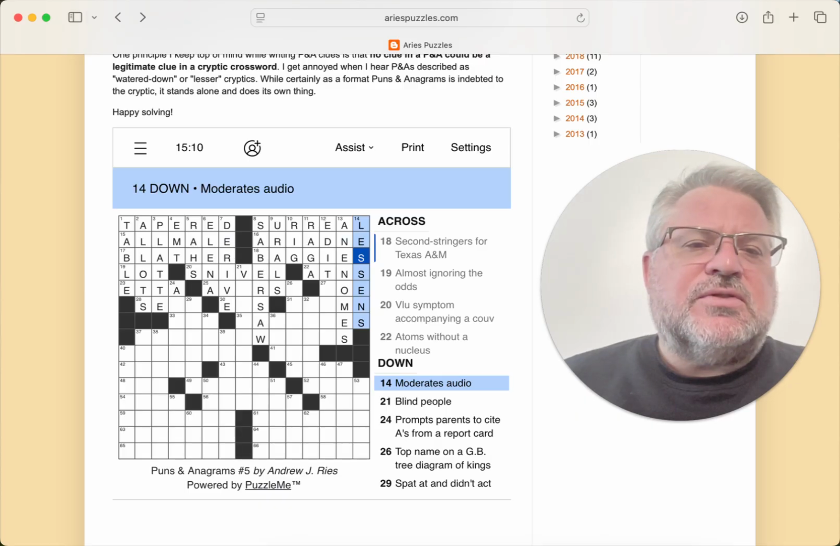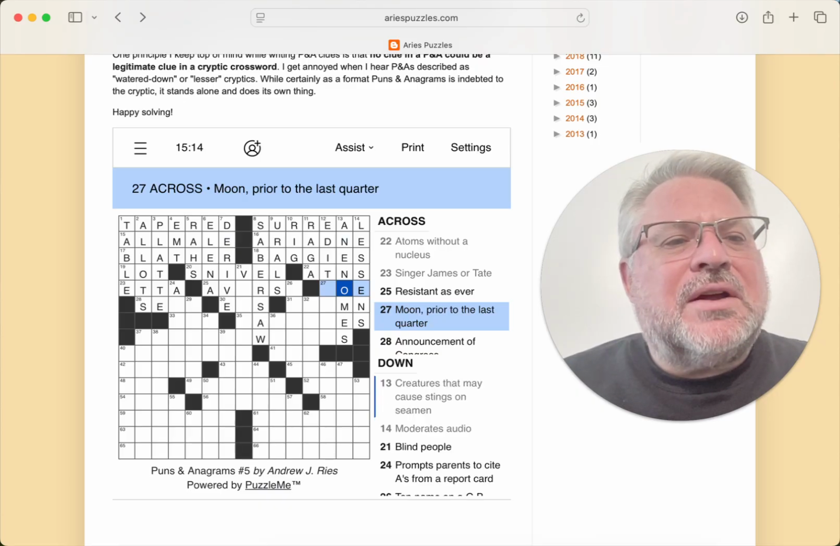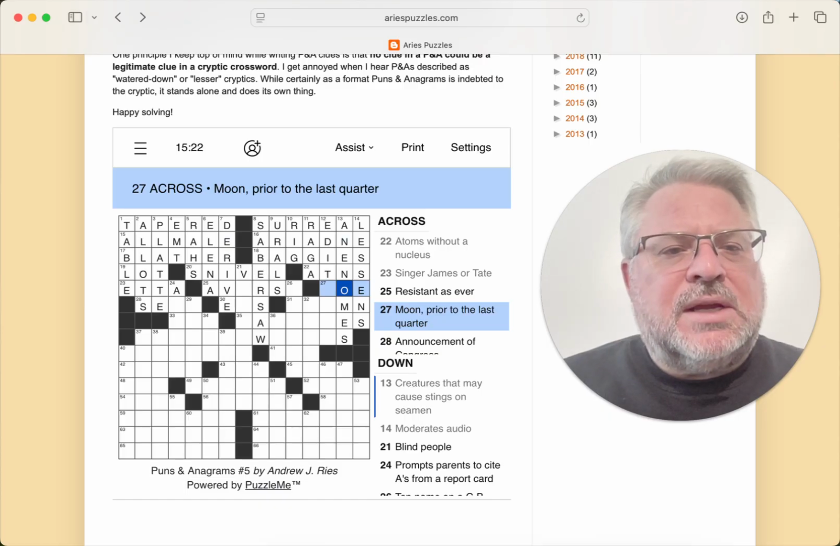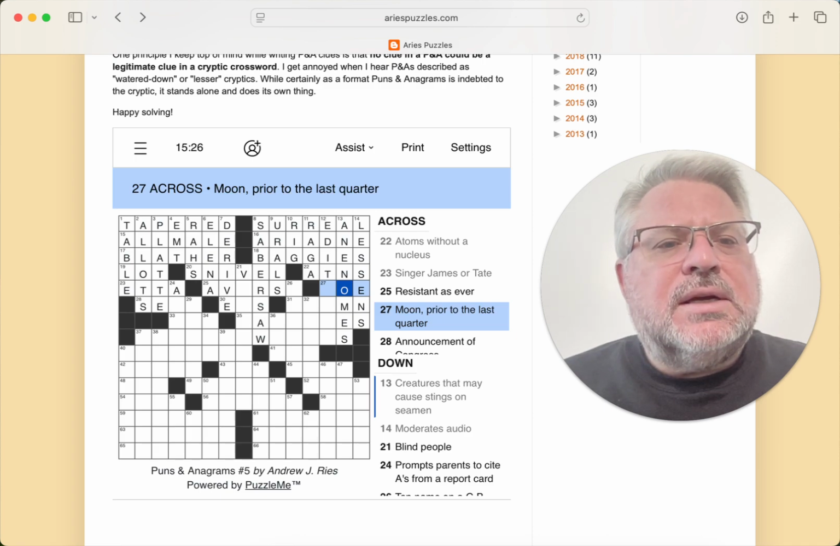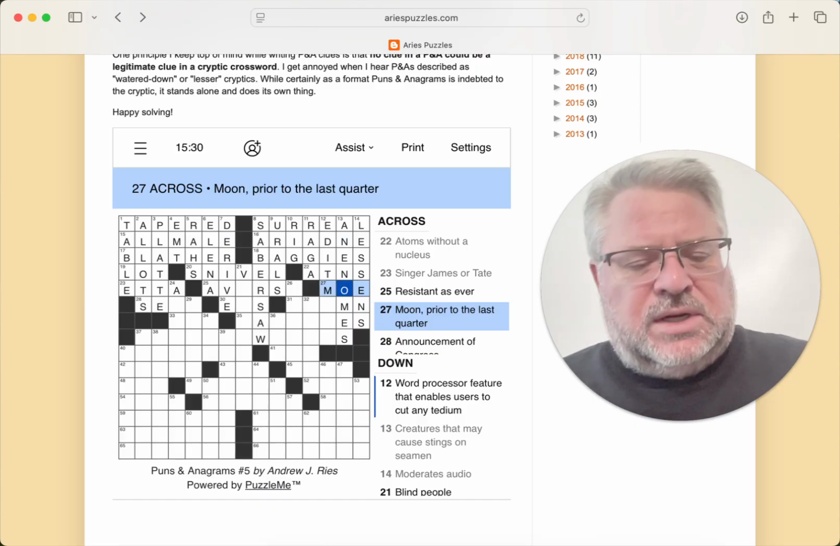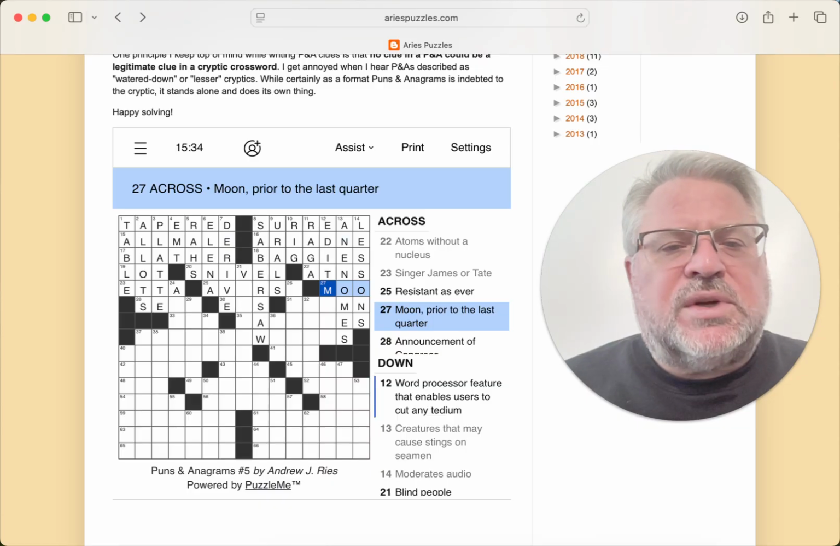Well, it's not a homophone. It's not a homophone, is it? I'm not sure. Maybe I've got something wrong there. 27 across, moon, prior to the last quarter. The last 25% of moon would be N. So everything before N is M-O-O. Oh, this is what it is. Okay, I was going the other direction. So moo is the answer for 27 across.